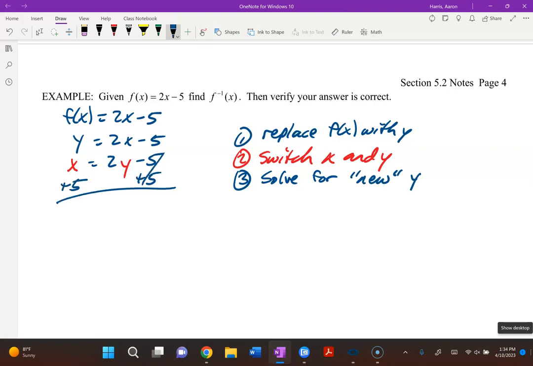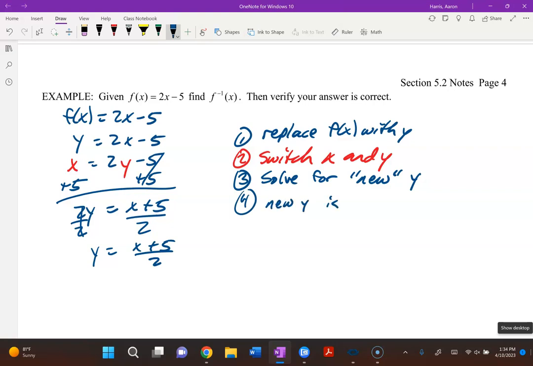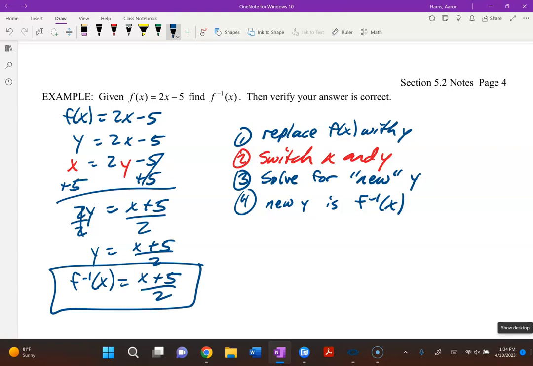x plus 5 equals 2y. In other words, 2y equals x plus 5. Divide everybody by 2. y equals x plus 5 all over 2. Number four, that new y is f inverse, so replace it with f inverse. This is the inverse function: x plus 5 all over 2.